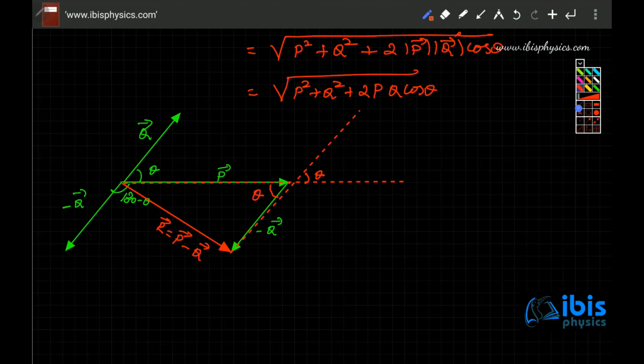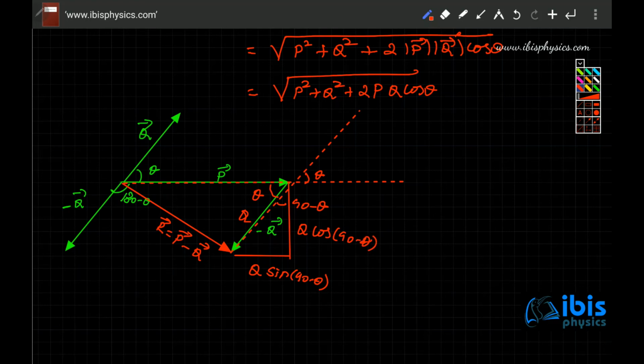Let us now draw this side, which is 90 minus theta. And this length, and if this is theta, this is 90 minus theta. In this right triangle, if the length of this line is q, the opposite side is q sine 90 minus theta, and this adjacent side is q cos 90 minus theta.